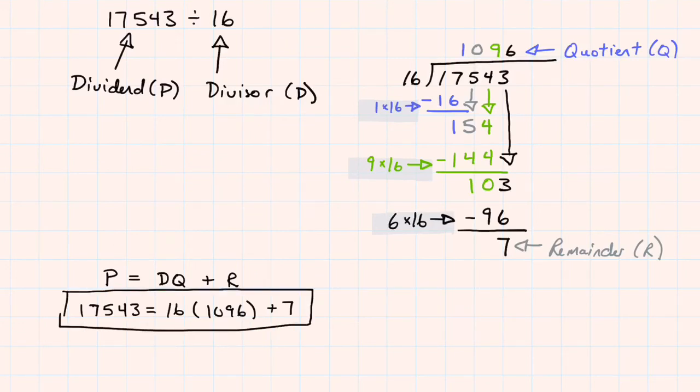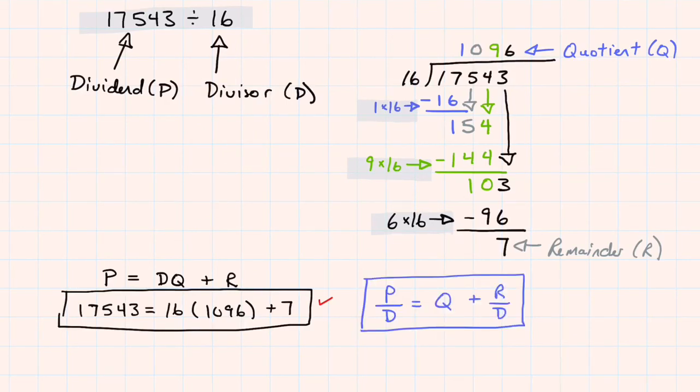You can actually put in your calculator 16 times 1096 plus 7 and see if it equals 17,543. And that's a way to check that your answer is right. So that's kind of what's nice with the division statement written in this form. But it's not the form we typically use. The form of the division statement we're going to use the most in this course is P over D equals Q plus R over D. So this would be 17,543 over 16 equals 1096 plus 7 over 16.